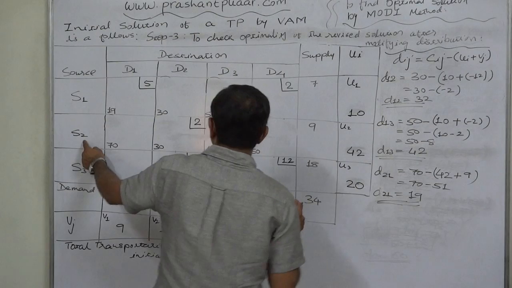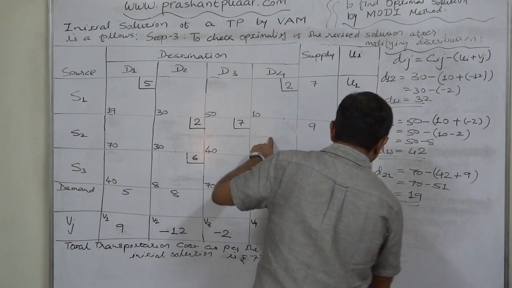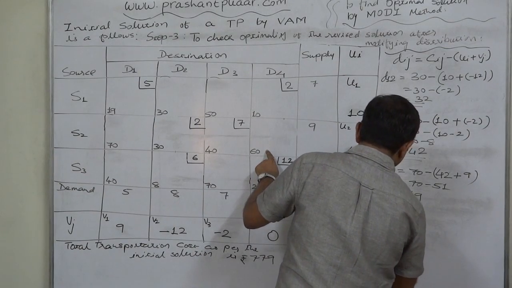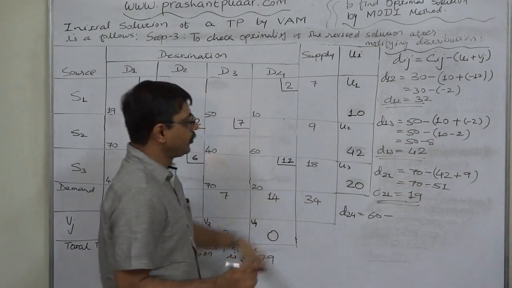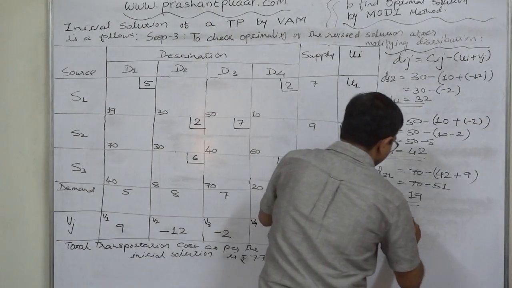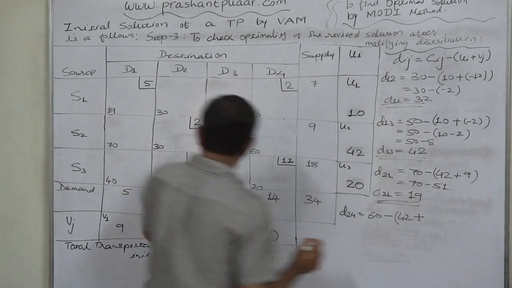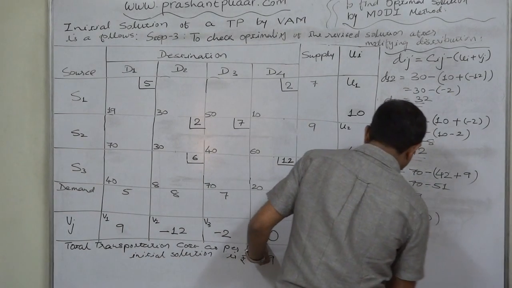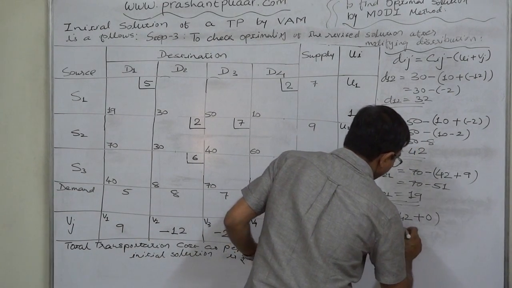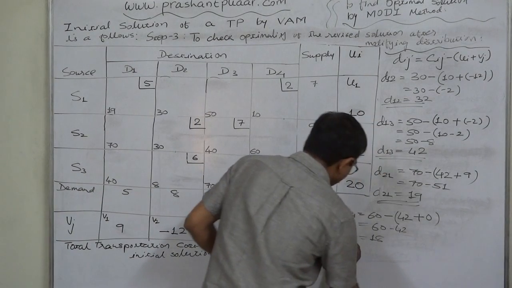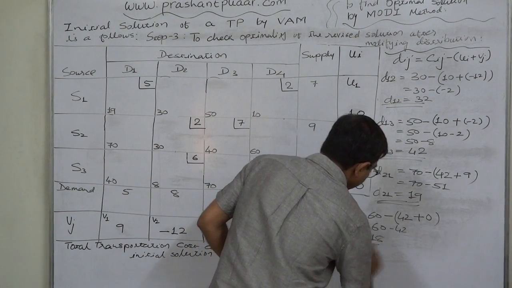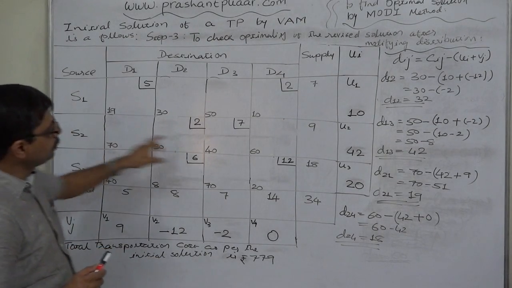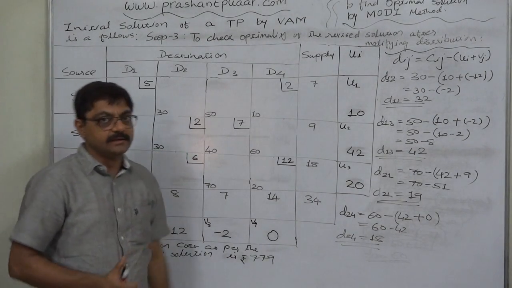Now row 2, last cell 2 4. D24, the relevant C is 60 minus sign according to formula. Relevant U is 42 plus sign according to formula, and V, it is 0. 60 minus 42, it is 18, or precisely it is positive 18. That means the opportunity cost of cell 2-4 is positive 18.